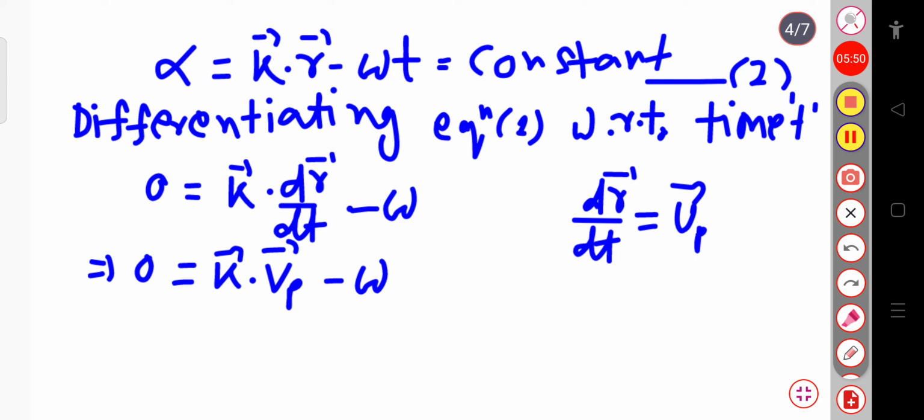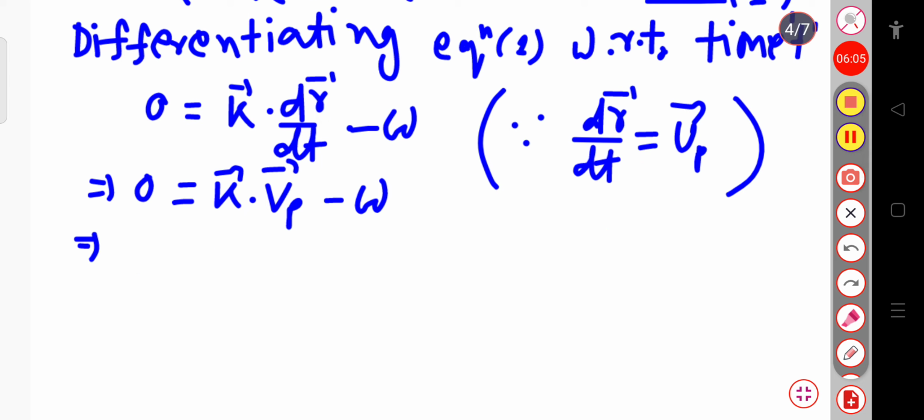In place of dr by dt, we are writing the velocity, that is Vp. Velocity is the rate of change of displacement. So in place of dr by dt, we have simply substituted Vp, or we can write it as k dot Vp equal to omega. If I take omega to the left hand side, this is simply k dot Vp equal to omega.